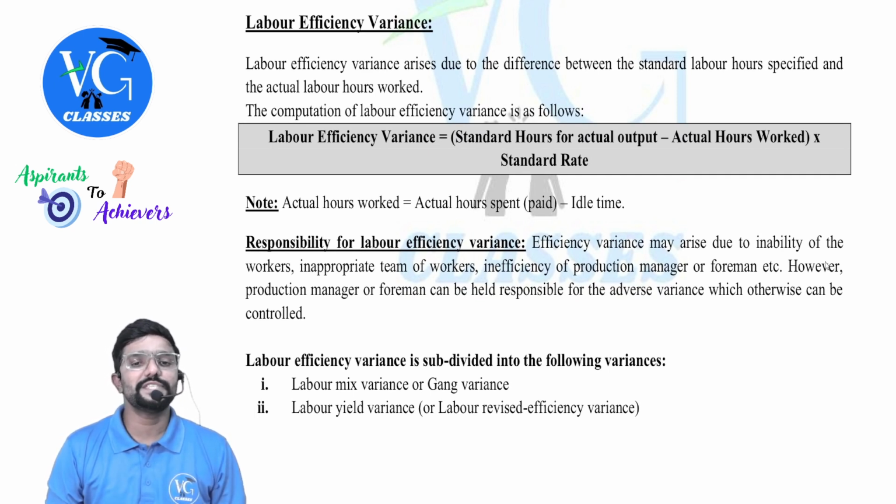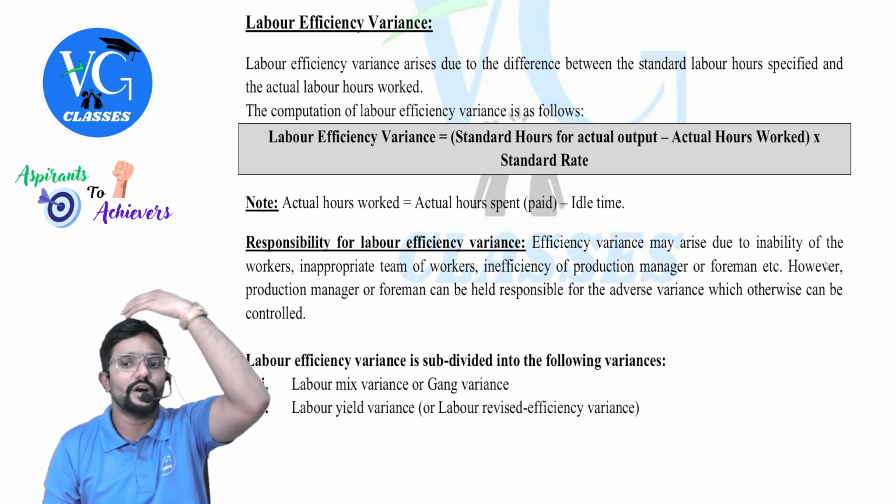Responsibility for labor efficiency variance. Efficiency variance may arise due to inability of the workers, inappropriate team of workers, inefficiency of production manager or foreman.